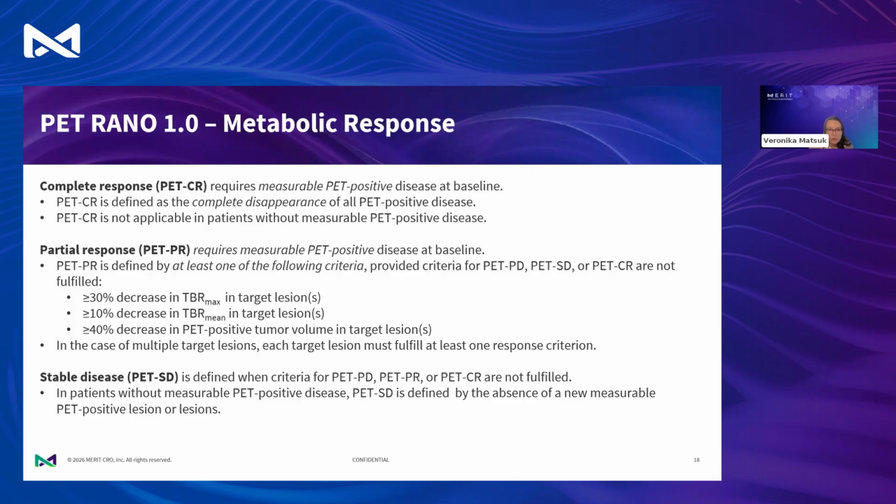One other important rule is that if multiple target lesions are selected at baseline, each target lesion will have to meet at least one response criterion for partial response to be assigned. And then stable disease becomes the default category for when criteria for response or progression are not met. In patients without measurable PET positive disease, stable disease is defined by the absence of new measurable lesions.